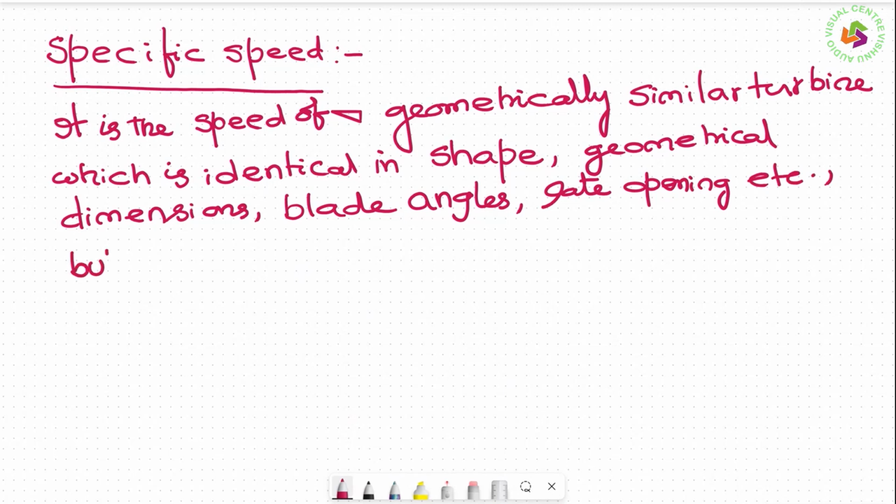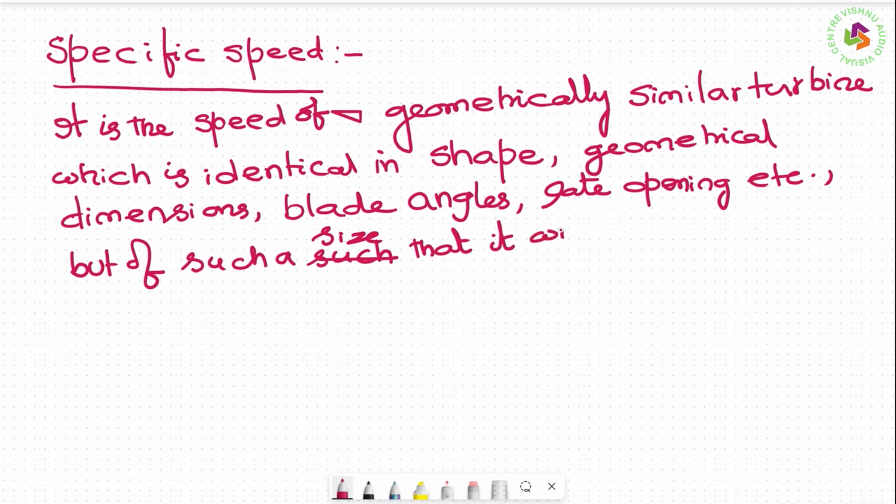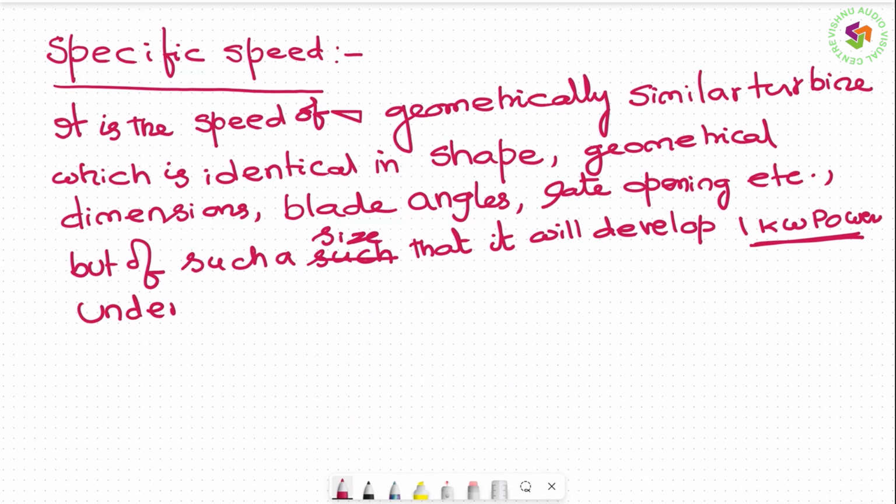But of such a size that it will develop, this is very important, 1 kilowatt power. Please note this. It will develop 1 kilowatt power under 1 meter head.